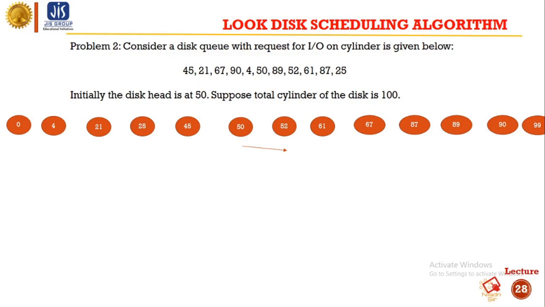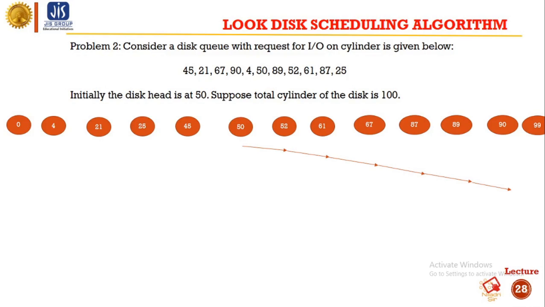It totally depends on everyone's wish. So from 50 we have moved to 52, then from 52 we will move to 61, from 61 to 67, from 67 to 87, from 87 to 89, and from 89 to 90. In case of SCAN and C-SCAN disk scheduling, we move from 90 to 99, and after that we go in the opposite direction.